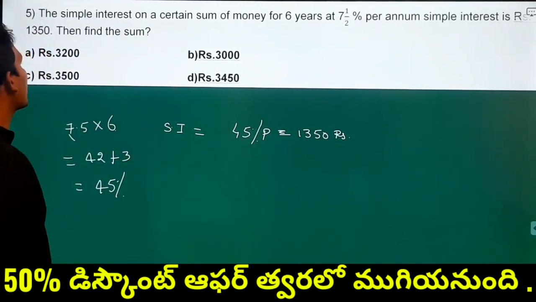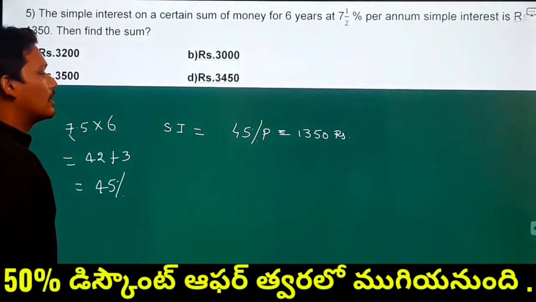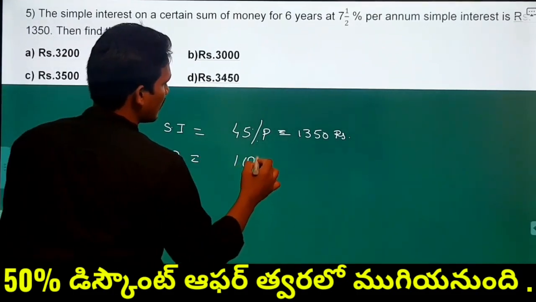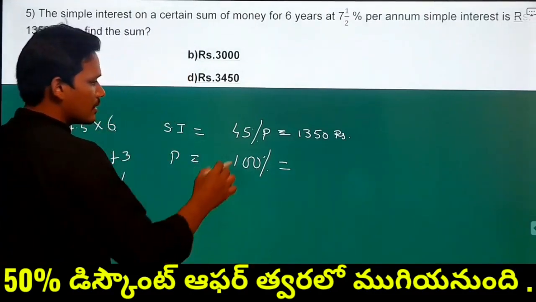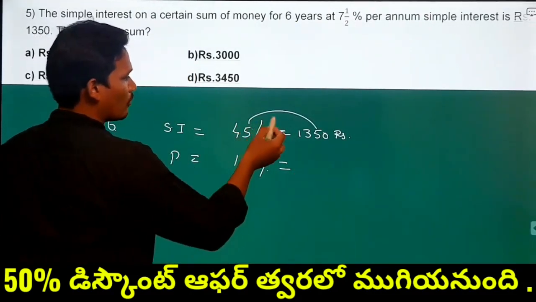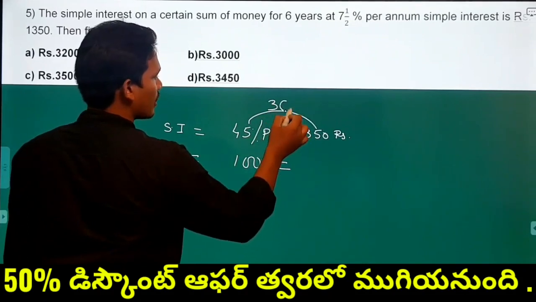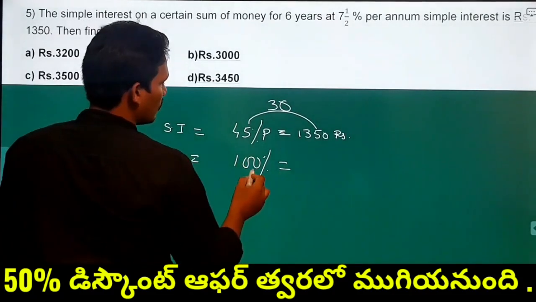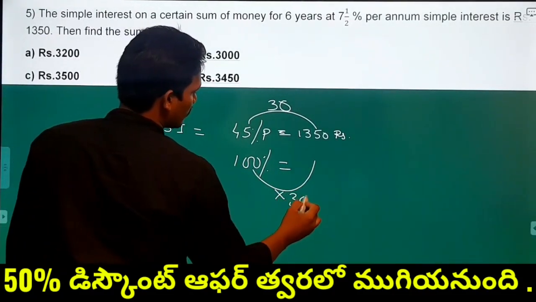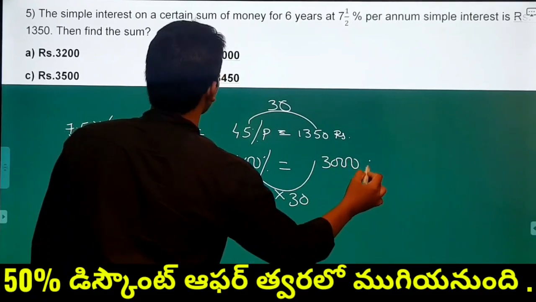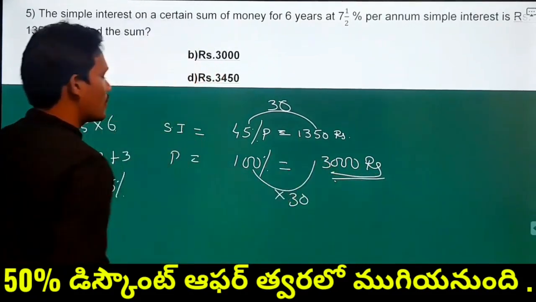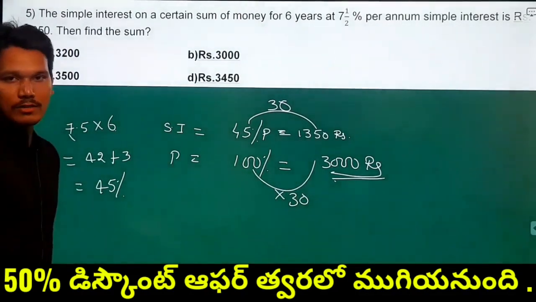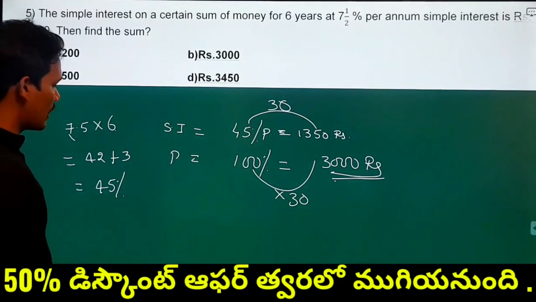Now what question are they asking here? They are asking the sum, or we can term it as the principal. Already I said principal must be considered as 100%. Now you find the 1% value. 45 how many times gives 1350? I think it is 30 times. So the 1% value equals 30, and he's asking for the 100% value. So 100 into 30 will become 3000 rupees. So here the principal value is 3000 rupees. Now you got the concept, right? Next we'll go with the next question.